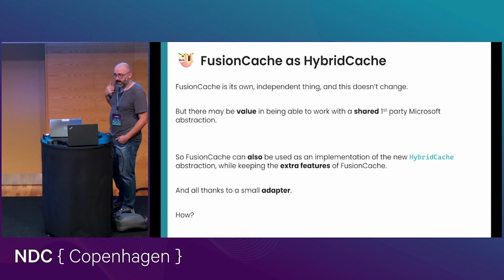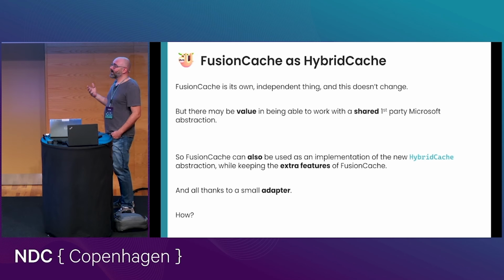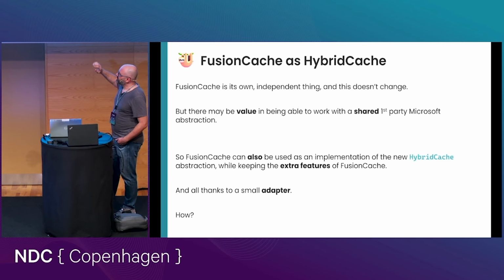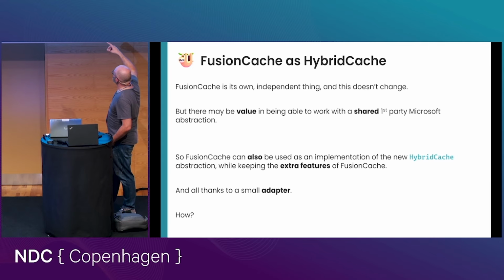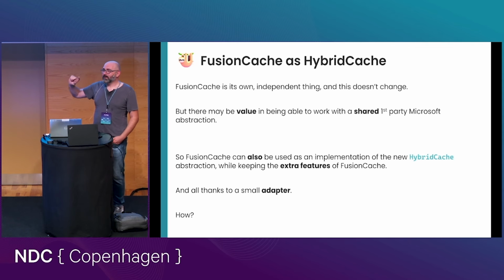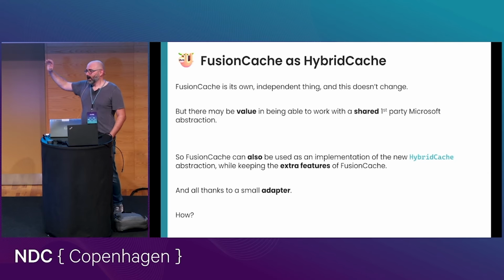But I've been the first to say there is value in being able to use a shared abstraction, even more so because it's first party provided by Microsoft. So FusionCache can also be used as an implementation of the new HybridCache, all thanks to a small adapter, and while keeping all the extra features that you saw. We saw just 2 or 3 of them, but plus all the others that we don't have to see right now.